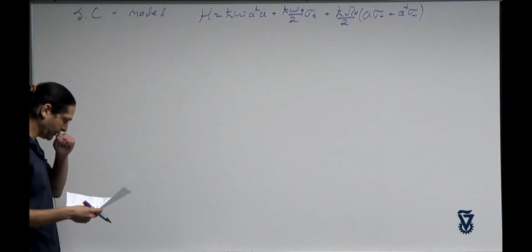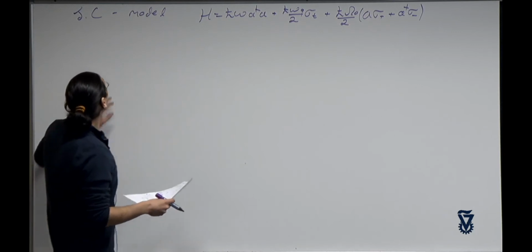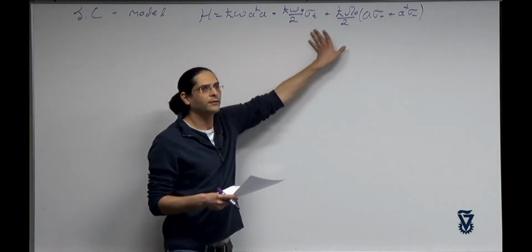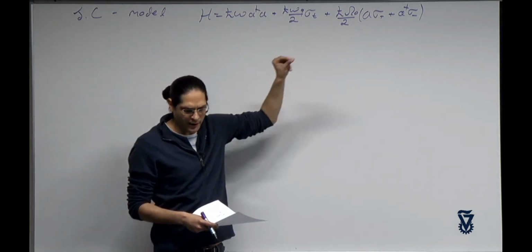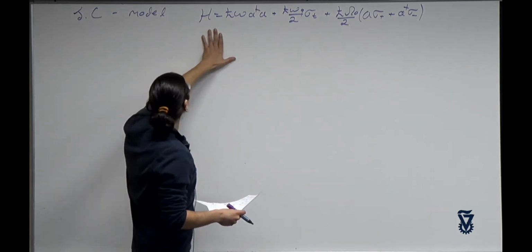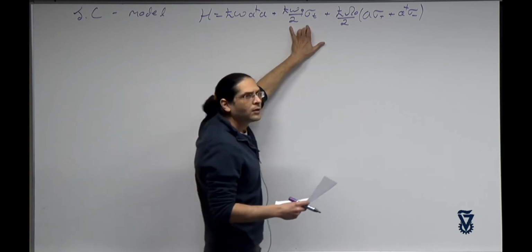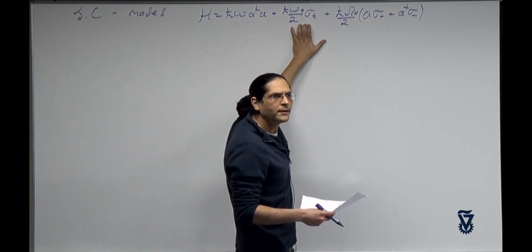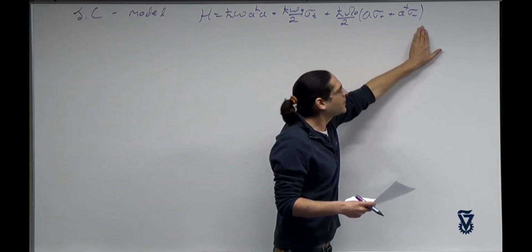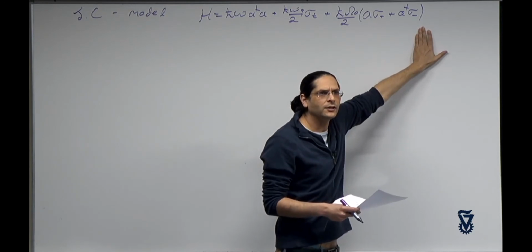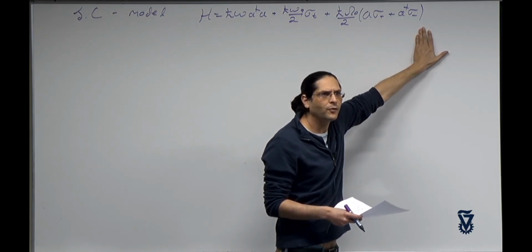Okay, all right. So, welcome back. So I rewrote here the Hamiltonian for the JC model. So this is our harmonic oscillator, our two-level system, our qubit, and this term over here is the interaction that we got before.